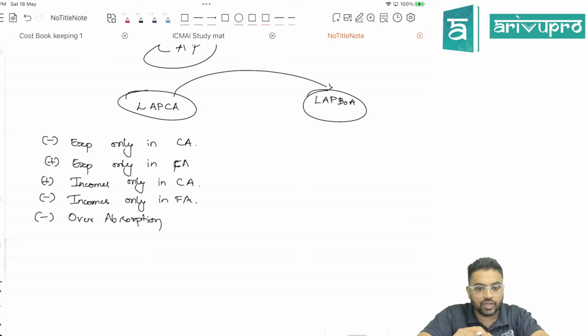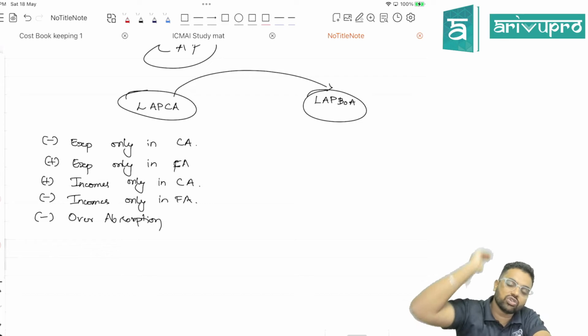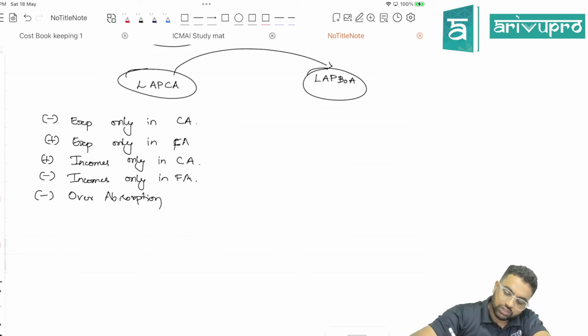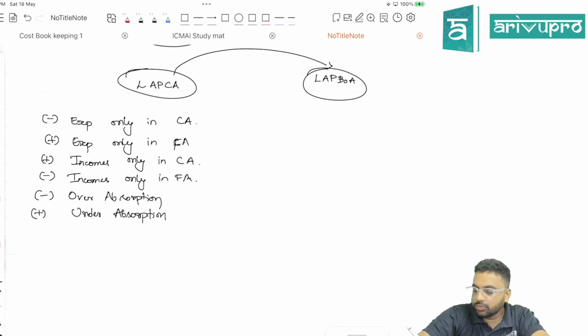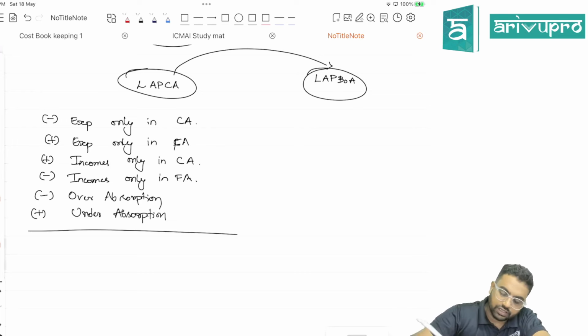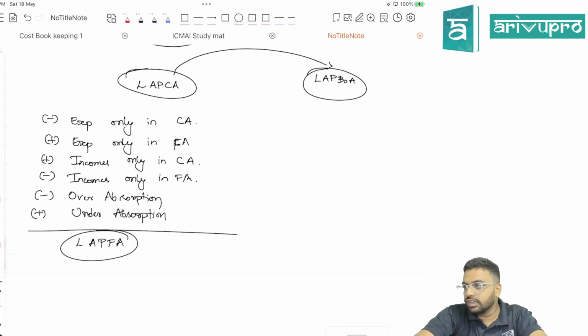So when the expenses are more in financial account, loss is more in financial account. But in cost account, no changes. So what you should do, sir? Add it to the loss, increase your loss. So add under absorption. What you will end up getting, sir? You will end up getting loss as per financial accounts.